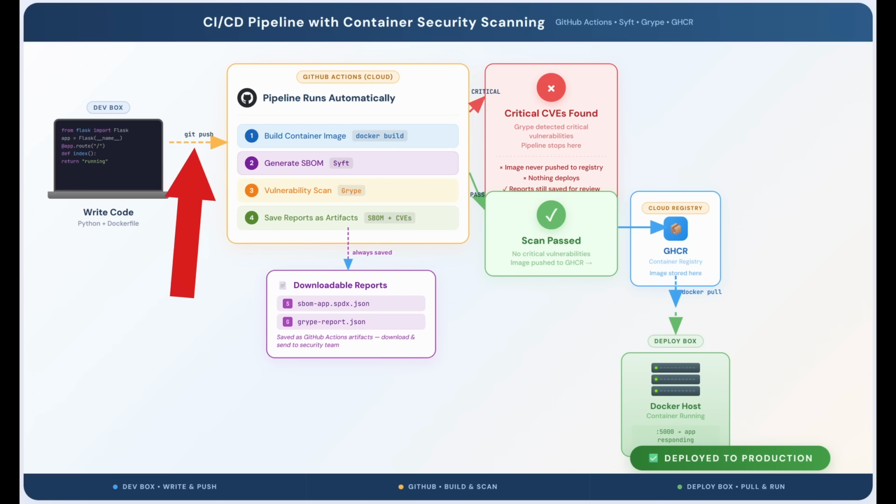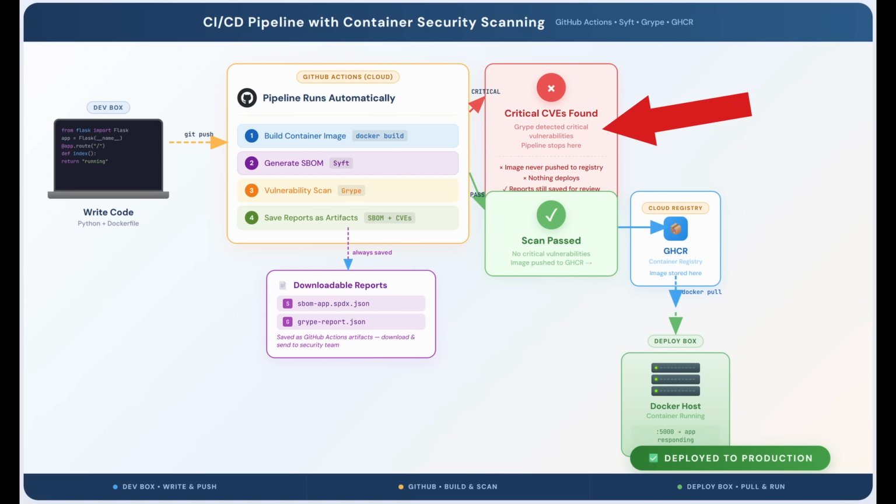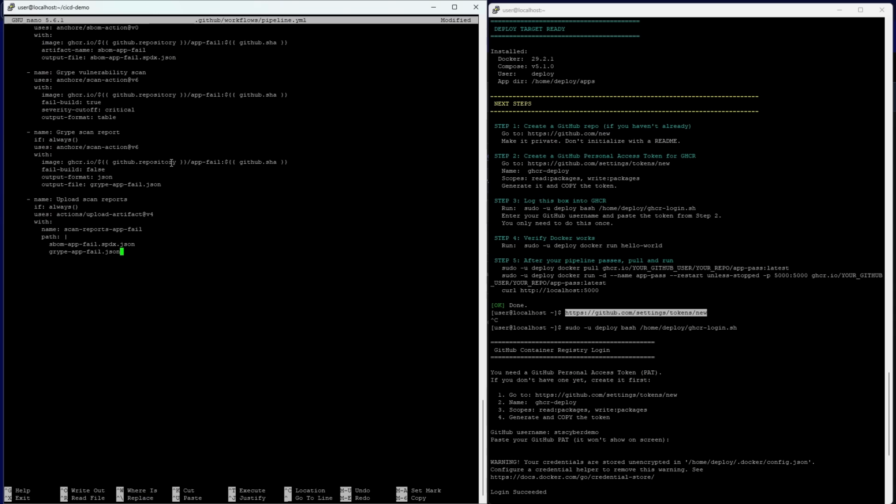When we push code to main, GitHub automatically builds the container image, generates an SBOM so we know what's inside, and scans it for vulnerabilities. If it passes, it gets pushed to the registry. If it doesn't, it never makes it out. In just a minute, I'll commit some example code, and we'll watch it go through GitHub. Once one of them passes, we'll run a simple Docker pull command to deploy our code to the production server.